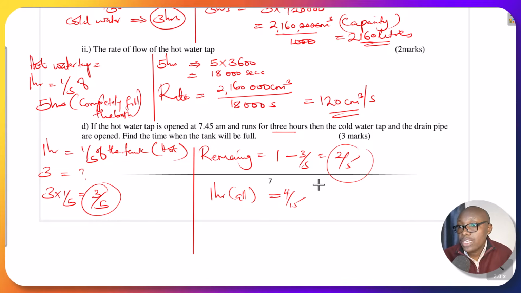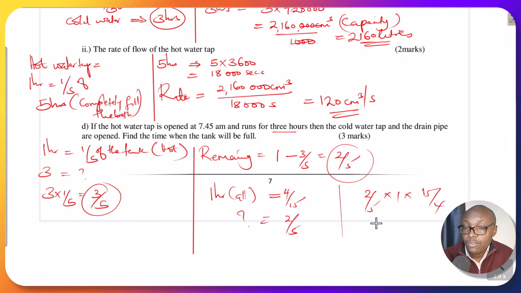So what about this fraction that is remaining? 2/5. How long will it take to fill these? So we get 2/5 times 1 times the reciprocal of 4/15, which is 15/4. So by 5, 1, by 5, 3, by 2, 1, by 2, 2. So this will give 1.5 hours. You get the time in hours, 1.5 hours.